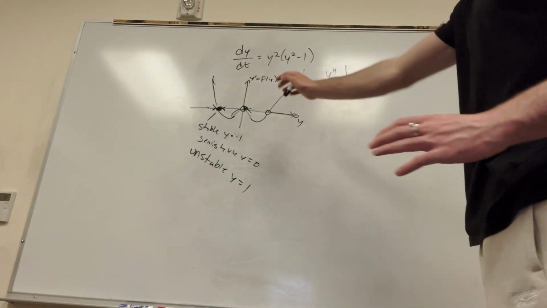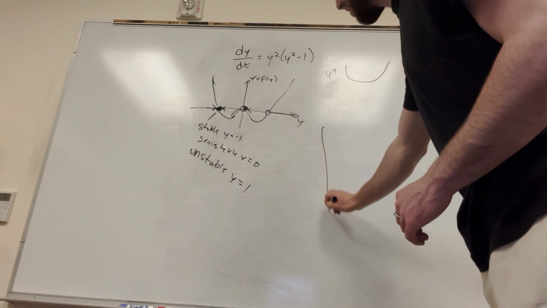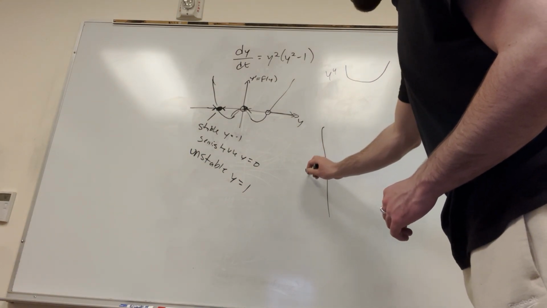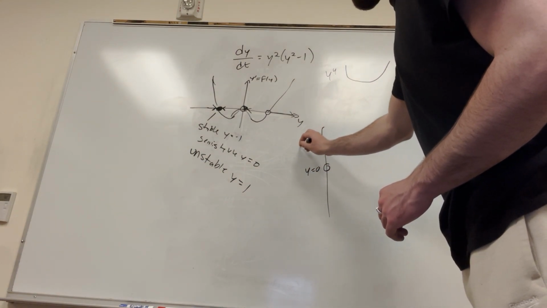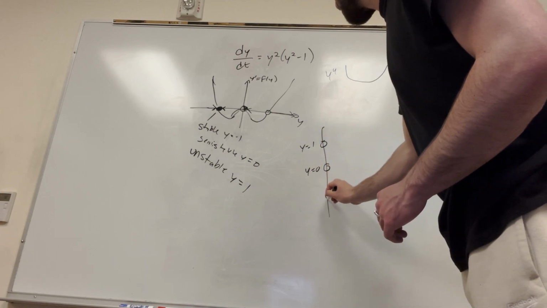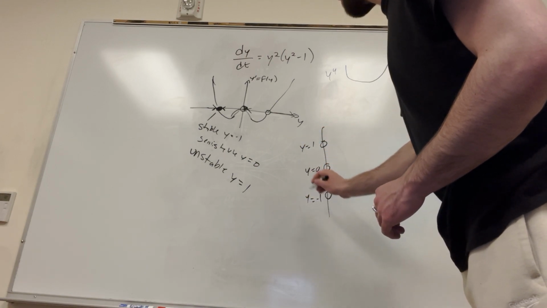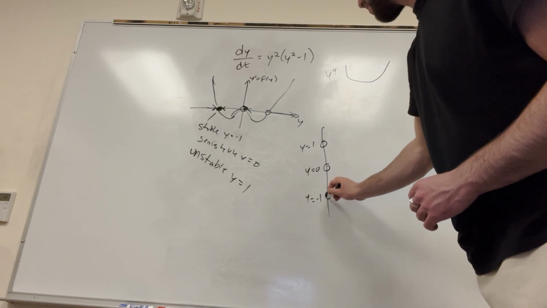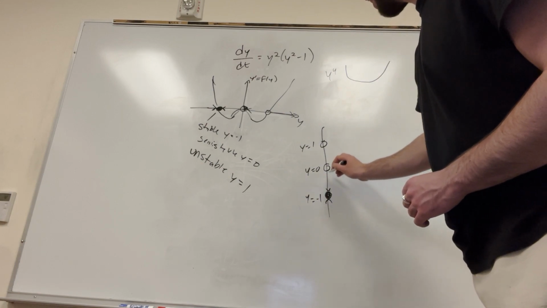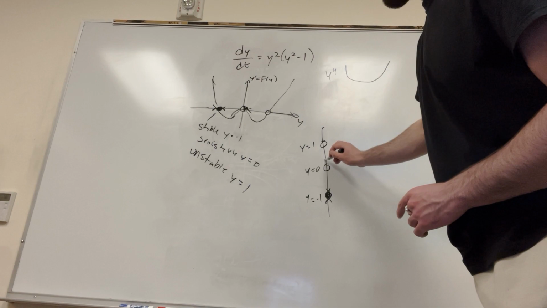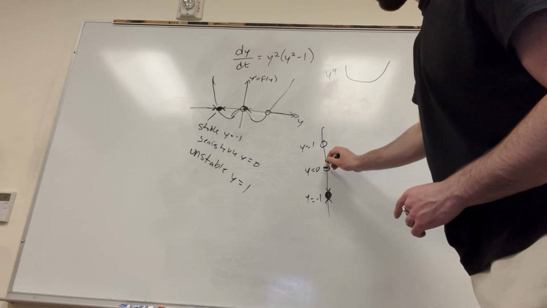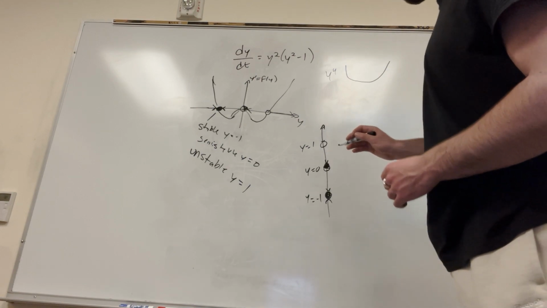So now we can go ahead and draw our graph, because we have all the information we need out of this phase line. I like to start by drawing my phase line again. So here is y equal to 0, here's y equal to 1, and this is y equal to -1. At -1, it's stable, pointing up, pointing down. This one is semi-stable, it's pointing down. And then this one is unstable, it's pointing up.